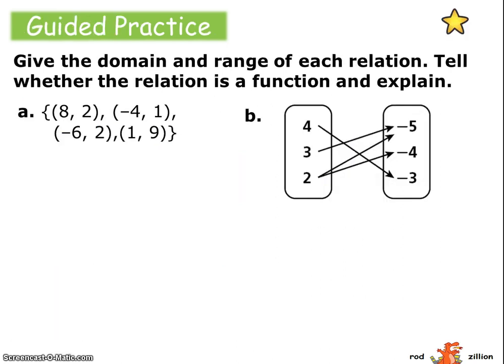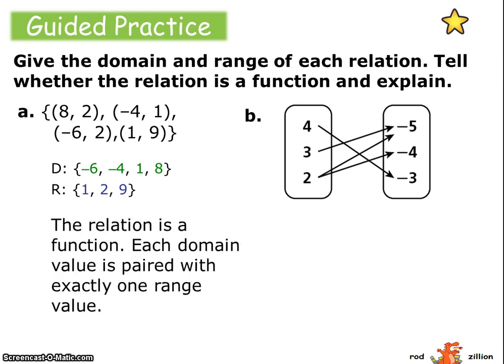Okay, you guys give it a try. You're going to give the domain and range of the relation and tell whether the relation is a function and explain. Pause your video now. Okay, welcome back. Let's take a look at those ordered pairs. Ideally, you identified the domain, all the x values, and you identified all the y values in the range, and you identified that this was a function because each x value is assigned exactly one y value.